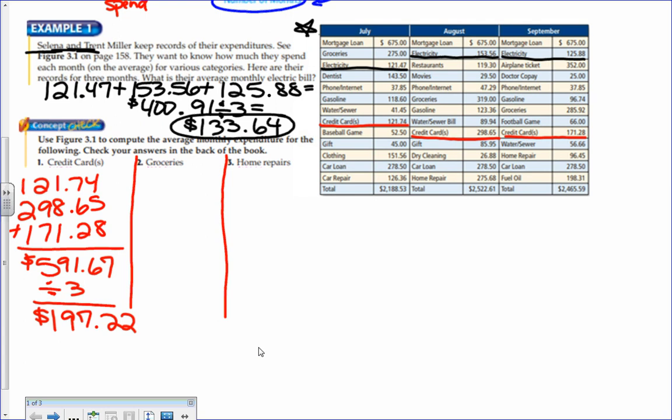So let's look at what these guys have for groceries. The first month was $275. The second month was $319. And the third month was $285.92.